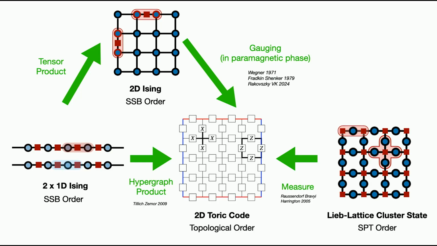If you write down a cluster state, you can write down cluster states for any graph. If you write down a cluster state for this Lieb lattice, that ends up having what's called symmetry-protected topological order. And now you can measure out half the degrees of freedom in that cluster state, and that gives you another way to get back the toric code.